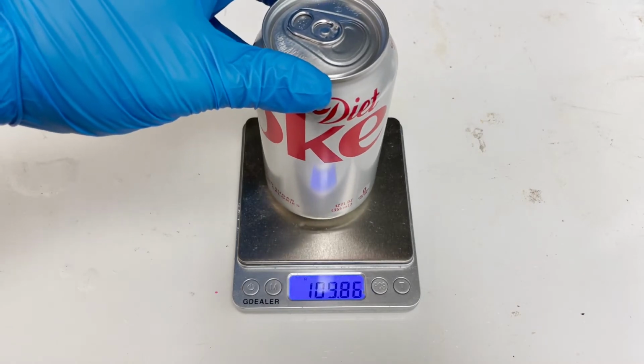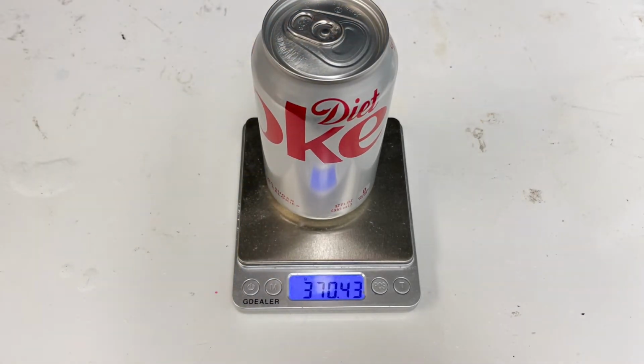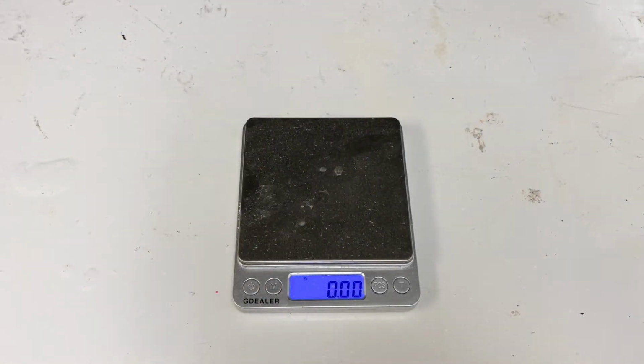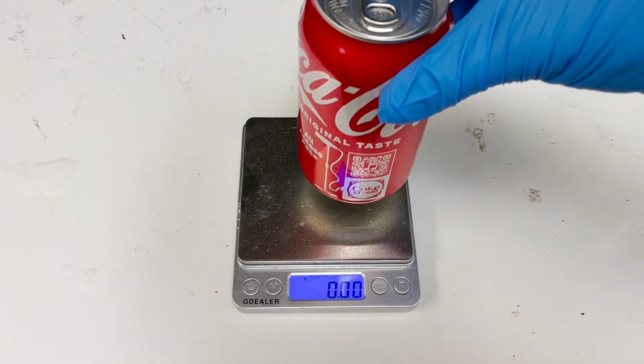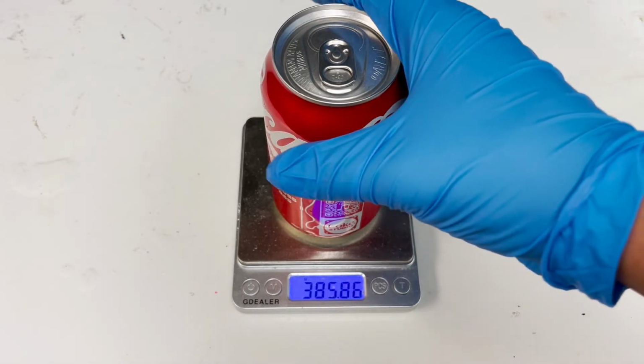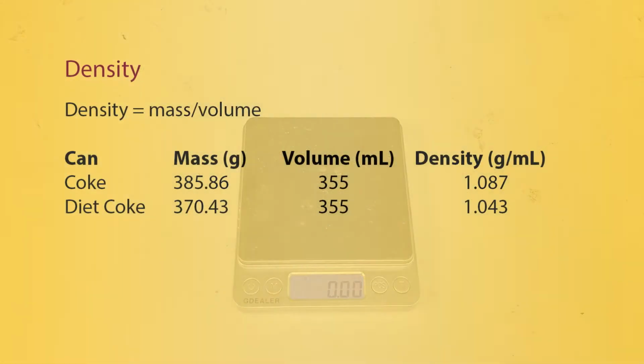Using a digital scale, we can measure the mass of these cans. The can of Diet Coke is about 15 grams less than the other can. From these masses and volumes, we can calculate the densities of each can.